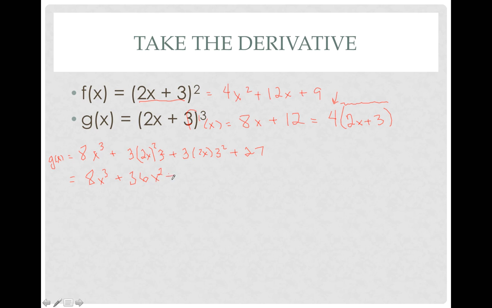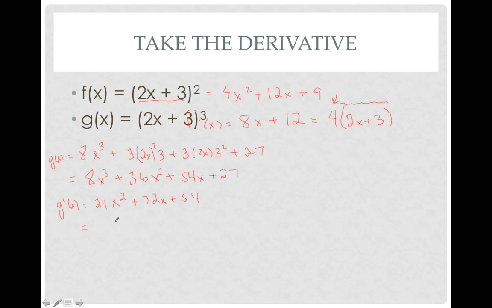squared plus, what do I have here? 9 and 6 is 54x plus 27. And then if I took the derivative of g of x, 24x squared plus 72x plus 54.